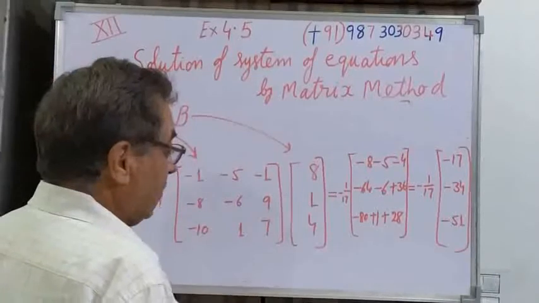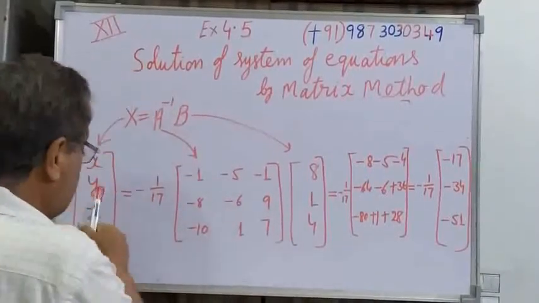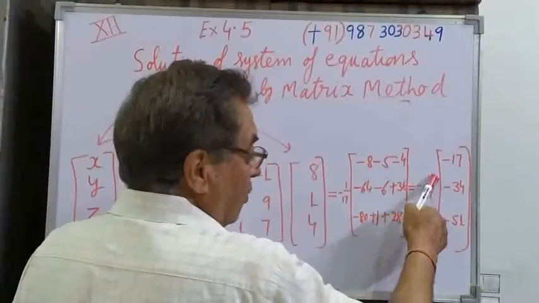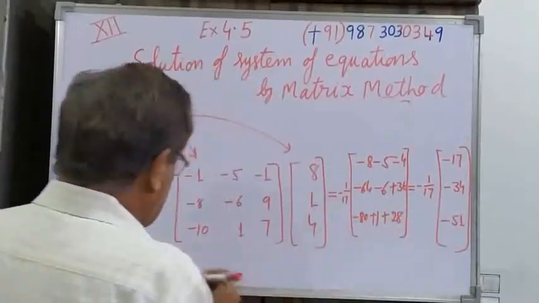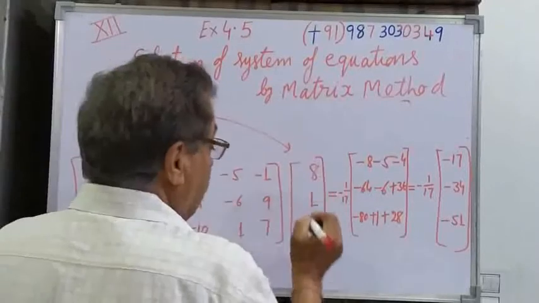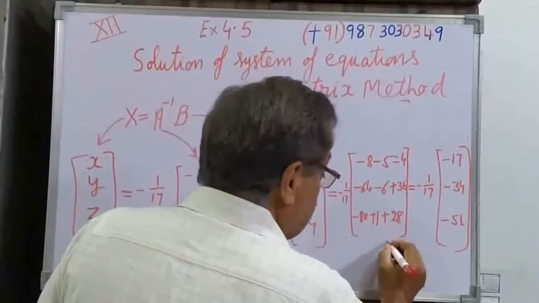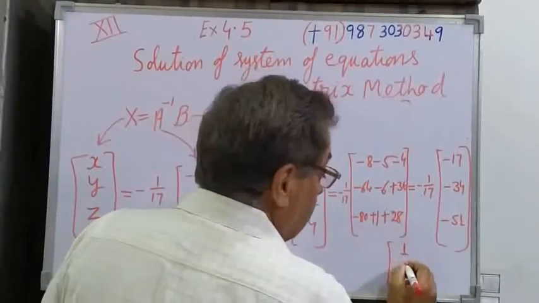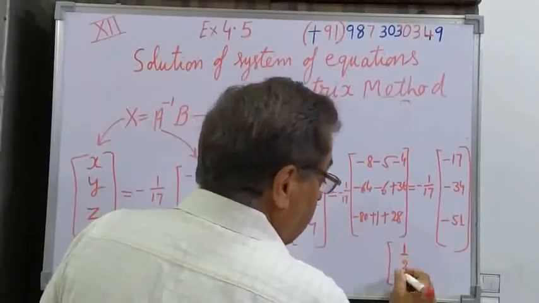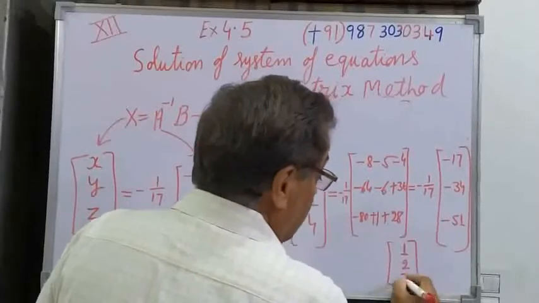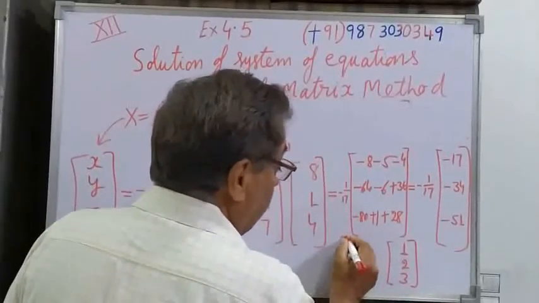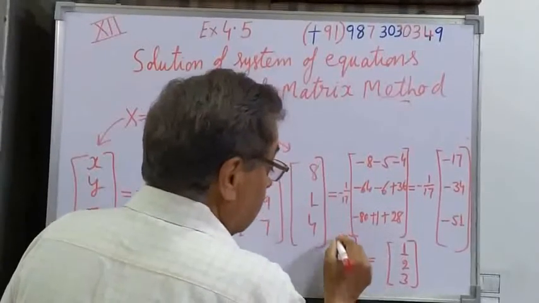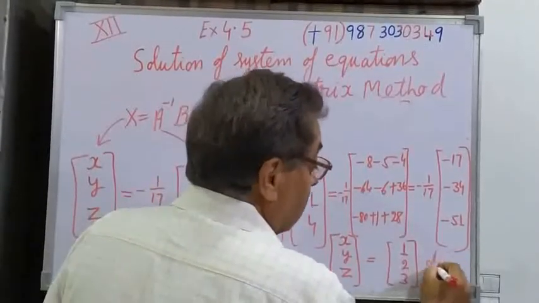So the value of x, y, z is equal to minus 1 by 17 times minus 17, and what do we get? We get here 1, here 2, here 3. So these are the final values of our x, y and z. So this is the answer.